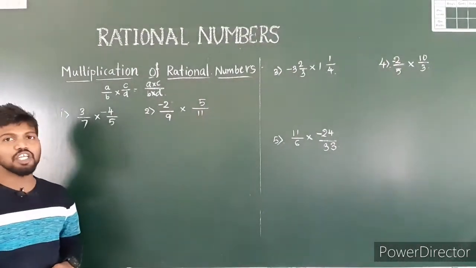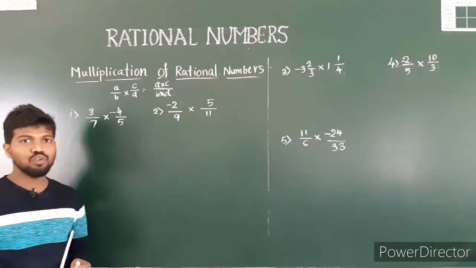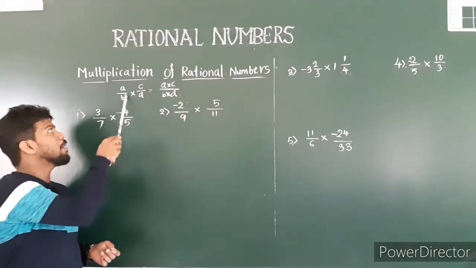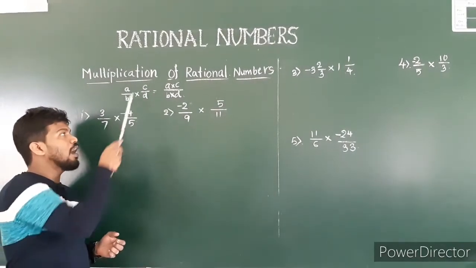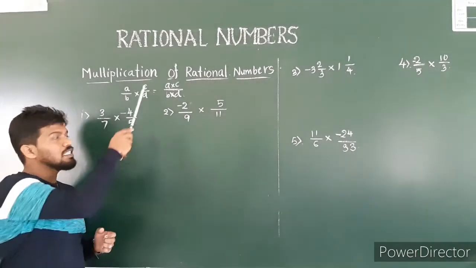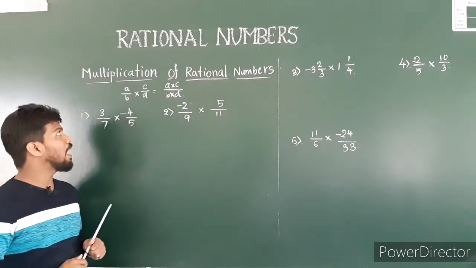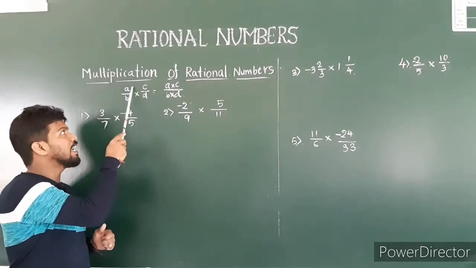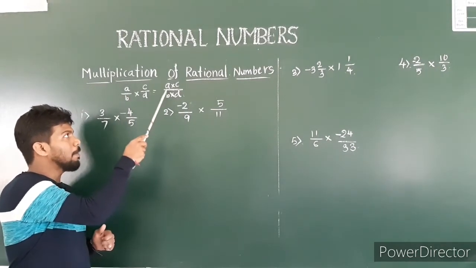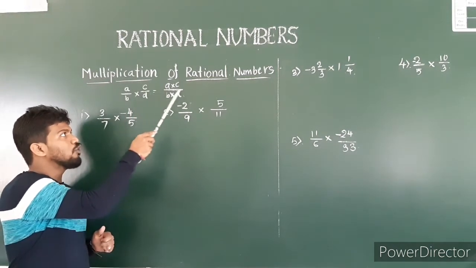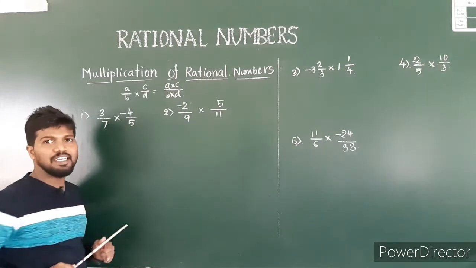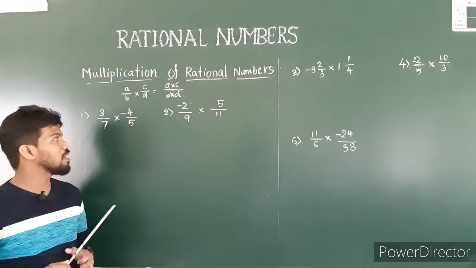Now multiplication of rational numbers. You have two rational numbers: one is A/B and one more is C/D. When you multiply, we have to multiply the numerators, A times C, over B times D. So you multiply numerator over multiply denominator. You see that? Some examples.